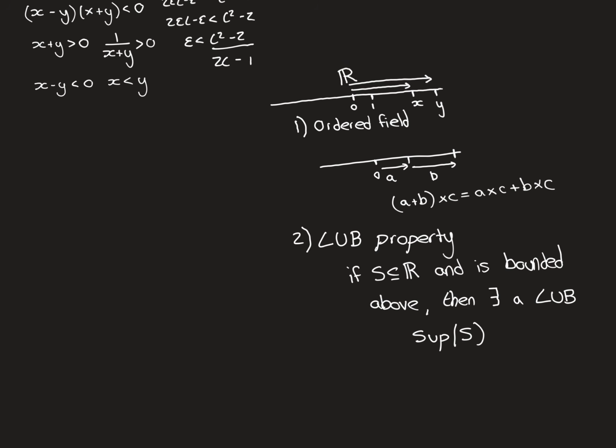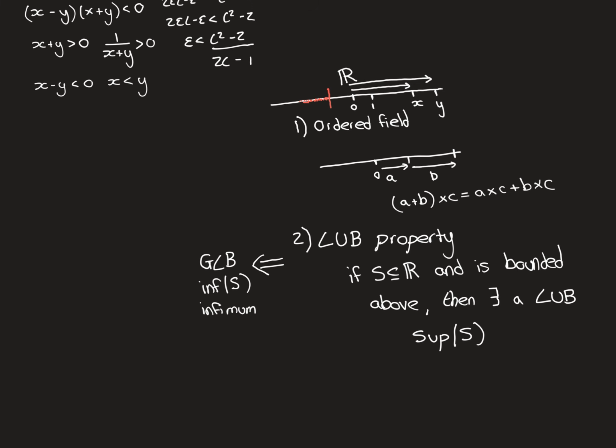So the final axiom, or the final property that the real line is going to obey, is called the least upper bound property, or the least upper bound axiom. And this says that if you have any subset of the real numbers, so S, which is bounded above, so it has a number that is greater than or equal to all of the other elements, then there must exist a least upper bound for that set, and we'll call that the supremum of the set S.